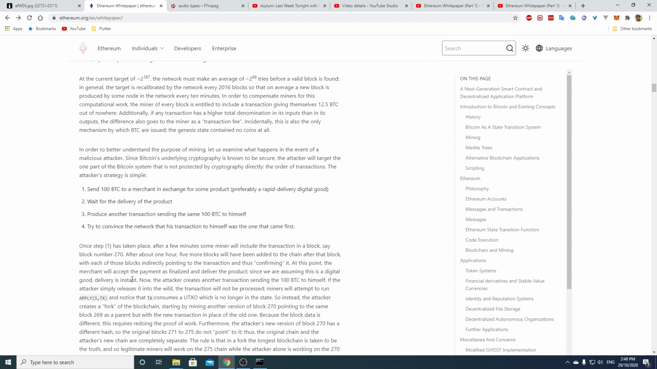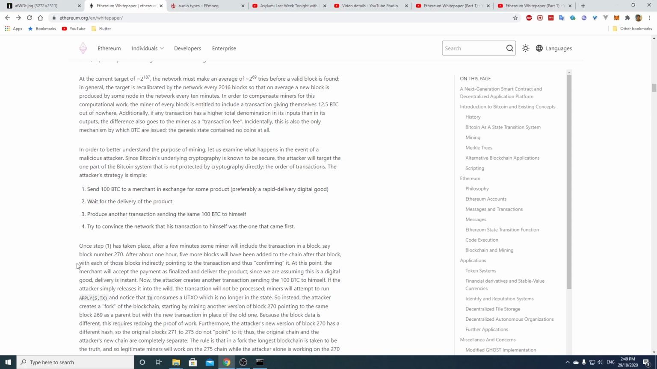Once step 1 has taken place, after a few minutes, some miner will include the transaction in a block, say block 270. After about 1 hour, 5 more blocks will have been added to the chain after that block. So it's 5 more because it's 1 block every 10 minutes. So it should be 6 actually, I guess he counts the block that is currently being produced, with each of those blocks indirectly pointing to the transaction and thus confirming it.